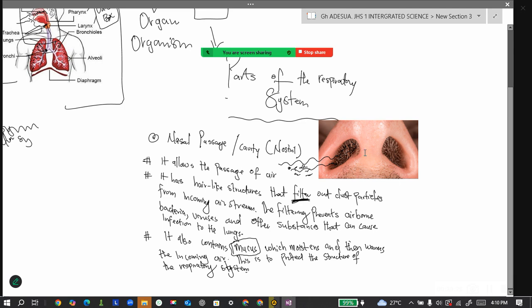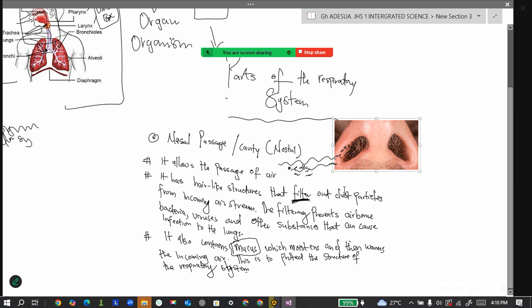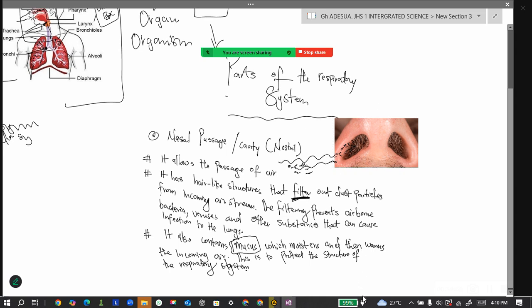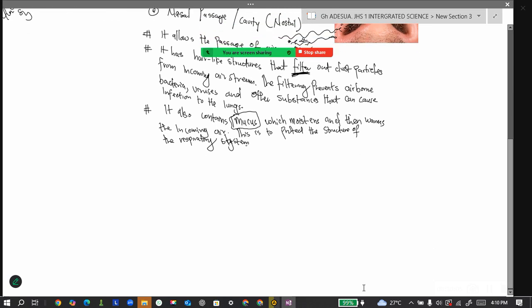So this is the nostrils for you and what it does. In case they ask you the function of the nostrils, you have a lot to say. You can say it allows the passage of air. You can also say it has hair-like structures that filter dust particles, right? You can also say it contains mucus that moistens and warms the air. I believe I've explained this enough for you to understand. Now let's move on to the next respiratory organ, and that will be the pharynx. I'll show you how the pharynx looks and then its function.